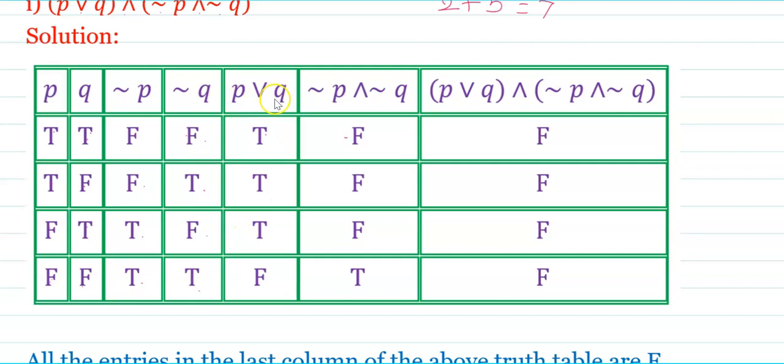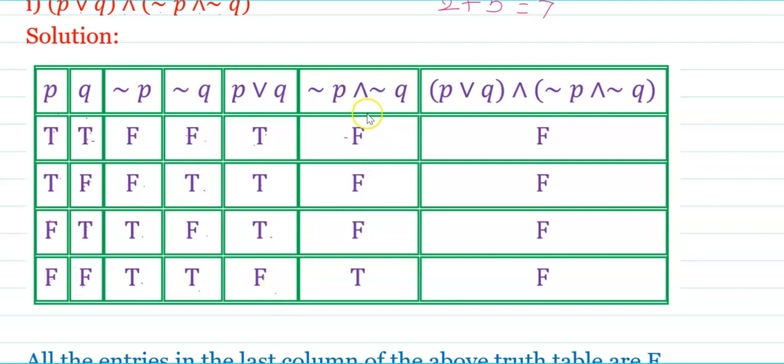Now we'll find out the OR between first and second. How do we remember OR? If one of them is true, then it is true. T or T is T. T or F is again T. F or T is again T. But here both of them are F, therefore it is F.